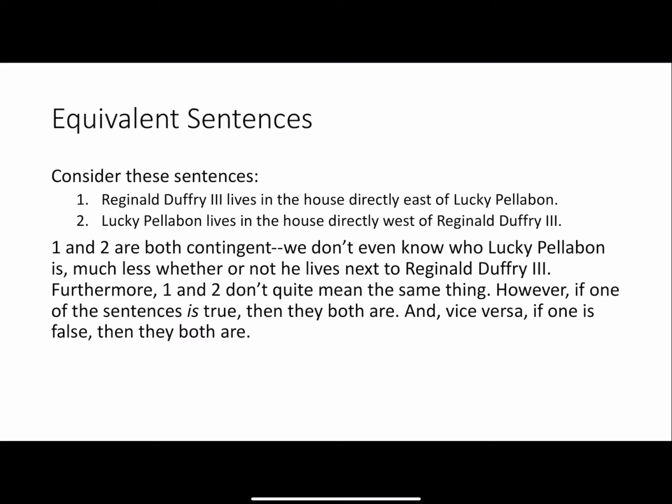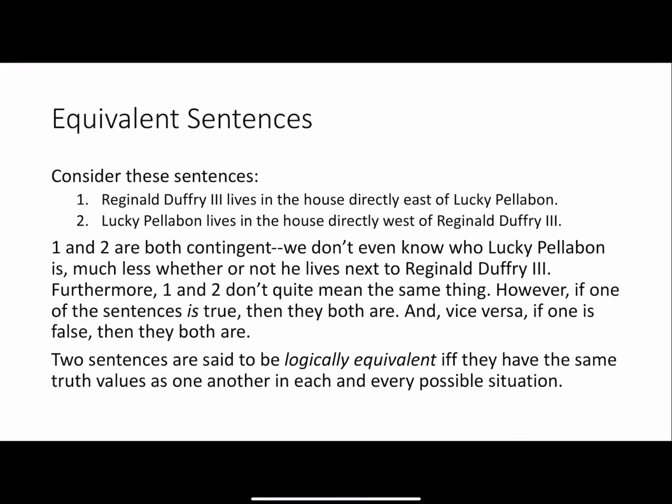Furthermore, sentences 1 and 2 don't quite mean the same thing. However, if one of the sentences is true, then they both are. And vice versa. If one is false, then they both are. Two sentences are said to be logically equivalent if and only if they have the same truth value as one another in each and every possible situation. In any situation in which Reginald Dufree III lives in the house directly east of Lucky Pellebon, then Lucky Pellebon will live in the house directly west of Reginald Dufree III. This depends on the relationship between the predicates living east of and living west of. These sentences are logically equivalent. They always have the same truth value.